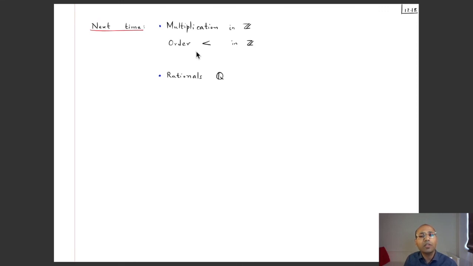So next time what we'll do is we'll define multiplication in Z and the order relation in Z, and then we will start our discussion also of the rational numbers Q.